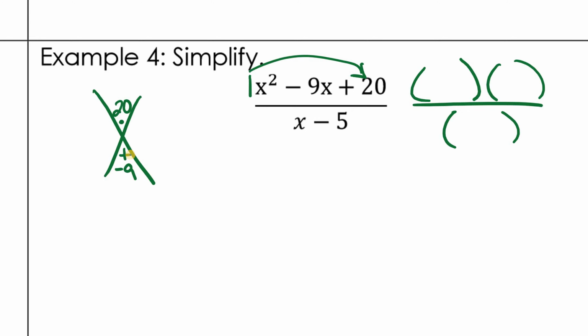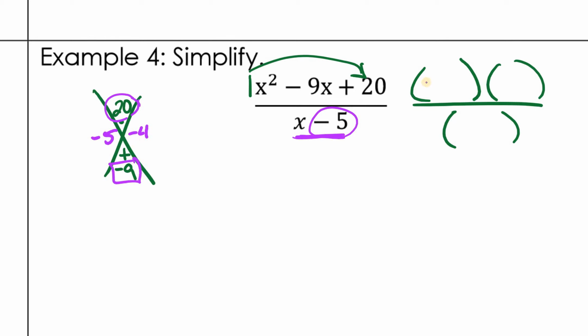Well, one of the hints, since we know we're going to want to cancel it with this bottom one, is negative 5 will be one of our numbers. Negative 5, well, what multiplied times negative 5 would give us a positive 20? Well, how about a negative 4? And indeed, negative 5 plus negative 4 does give us a negative 9.